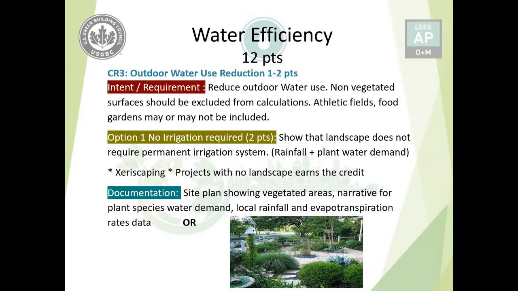Hydrologist or rates data that is going to show that the rainfall is sufficient for your project.